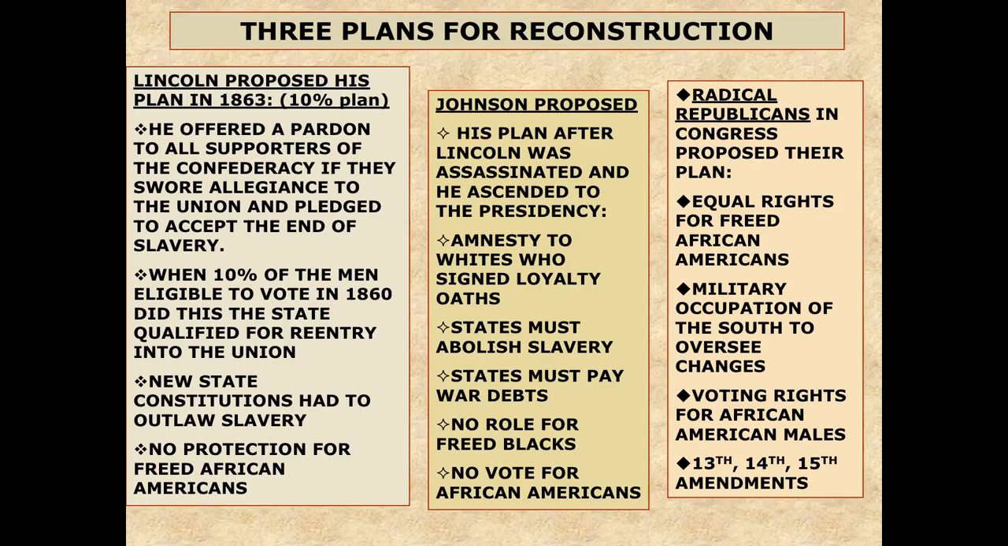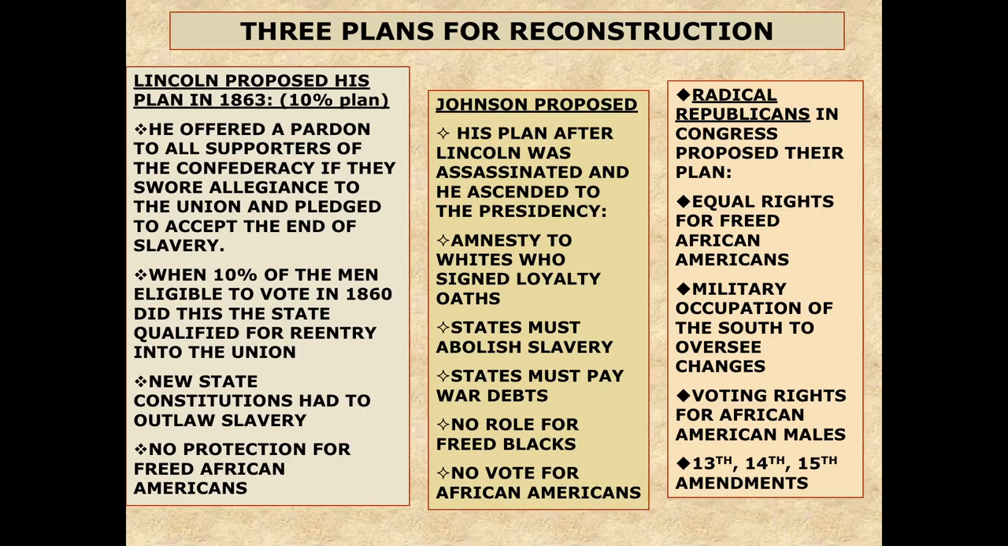President Johnson's plan is kind of like Lincoln's. I mean, it's really lenient like that, but he goes a step further. He's going to offer amnesty to whites who sign loyalty oaths, which means he's going to say things are good with them again. That's why a lot of them get their confiscated lands back. I mean, it's going to be a clean slate. But he does agree that slavery must be abolished in the states. The states have to pay their war debt. But no protections for the freedmen. No right to vote for the freedmen. I mean, done.